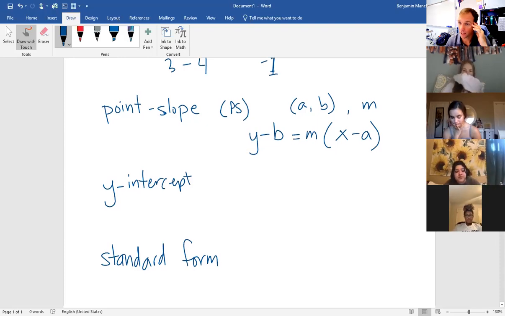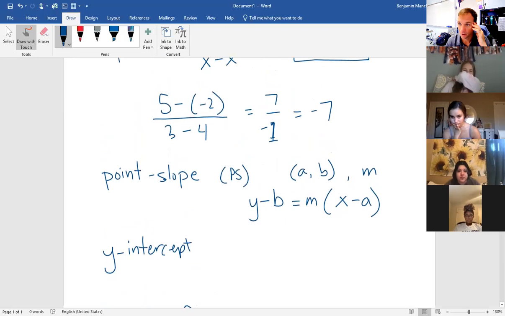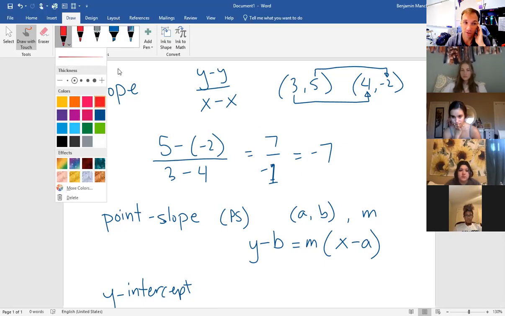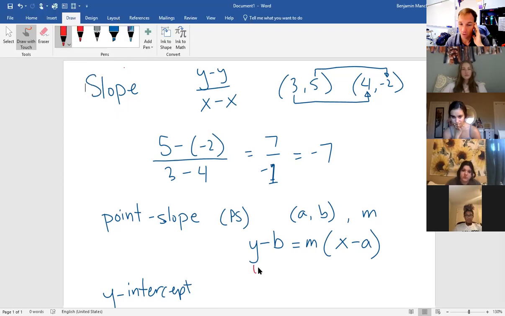So if we were going to do that for this example up here, the one that passes through the points (3, 5) and (4, -2), you can pick either one of these 2 points as your a and your b. It does not matter. Calculus doesn't care, so I don't care. So let's just pick the first one: y minus 5, because the y there is 5, equals the slope, which was -7, times x minus 3, and 3 was the x value from this equation right here.